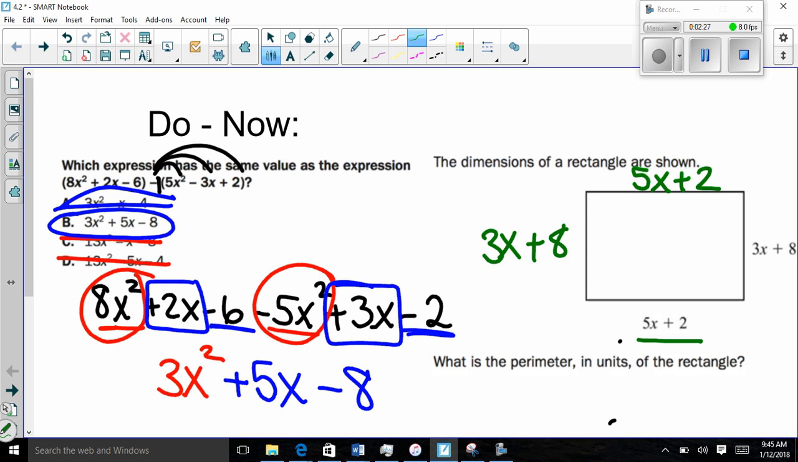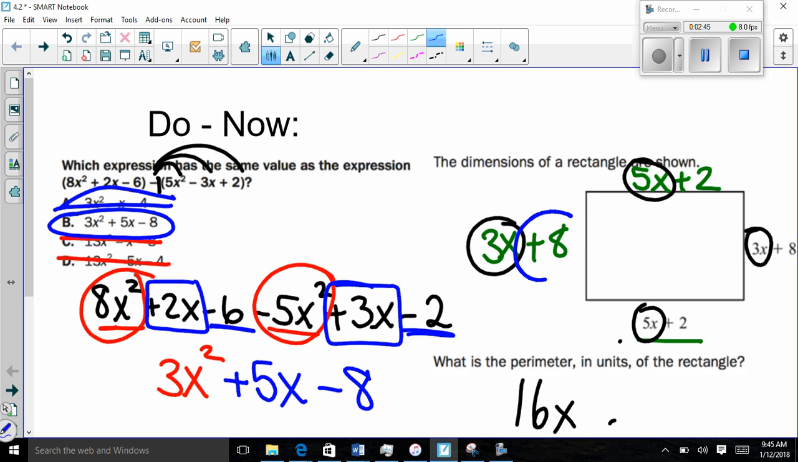Okay. And then, same thing we did right here, combine like terms. We have 3x, 5x, 3x, 5x. 5 plus 5 is 10 plus 3 plus another 3, 16. So it'd be 16x. And then let's add the constants. 2 plus 8 plus 8 plus 2 ends up getting what? 20.